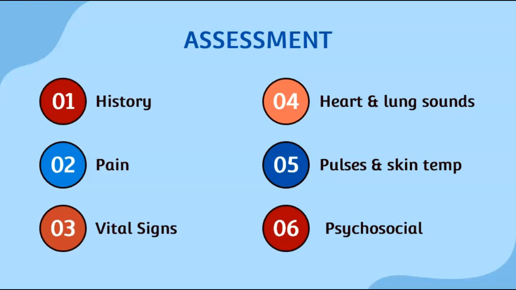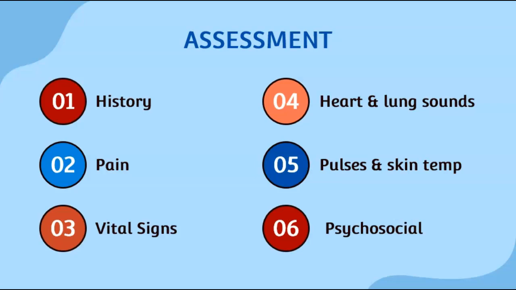You also want to ask about associated symptoms such as nausea, vomiting, diaphoresis, dizziness, weakness, palpitations, and shortness of breath. So the more of an occlusion the MI has, the worse the symptoms will be.